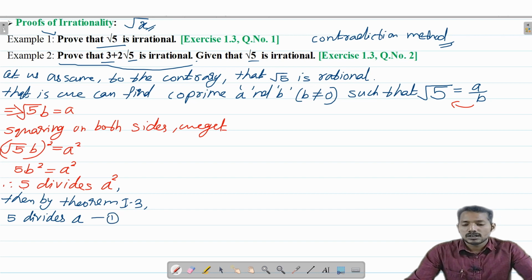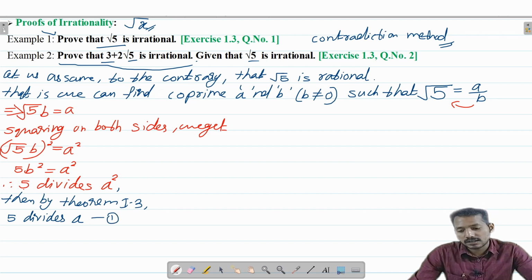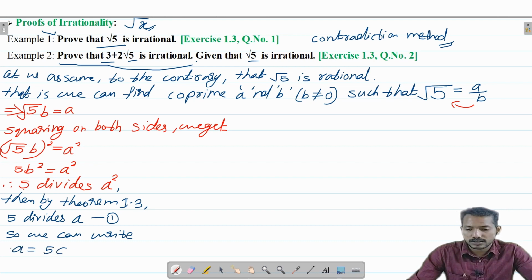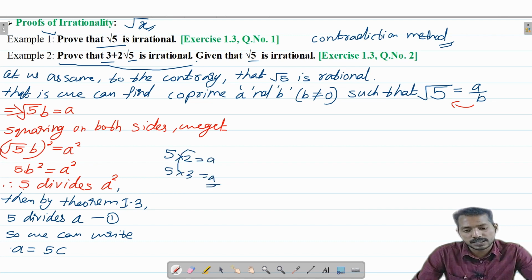Keep it. Now, if 5 divides A, then we can write A is equal to 5C. Because 5 divides A, which means A can be 5 into 2, 5 into 3, and so on. Clear? So for some integer C, we can write A is equal to 5 into C.